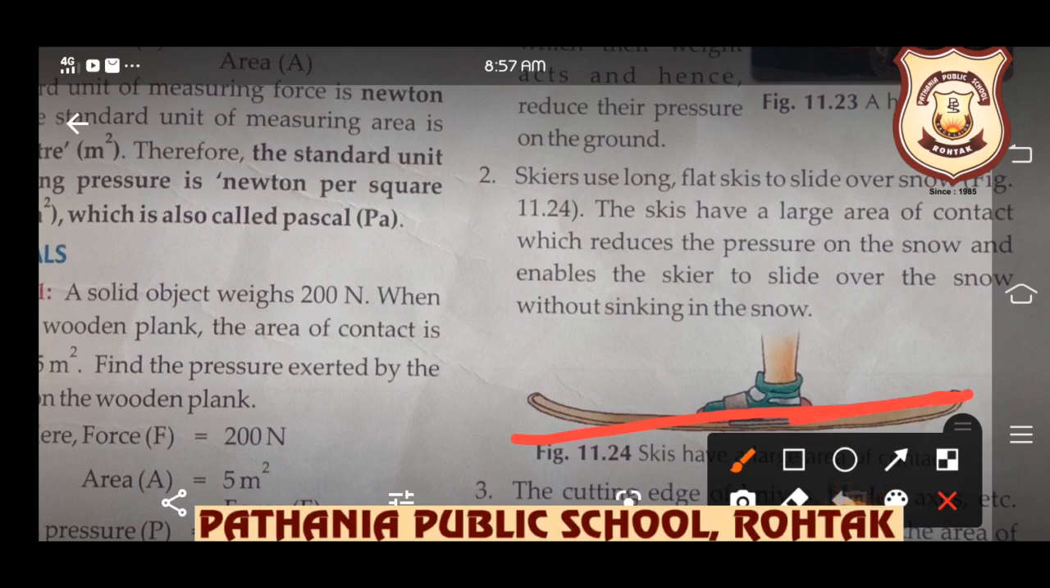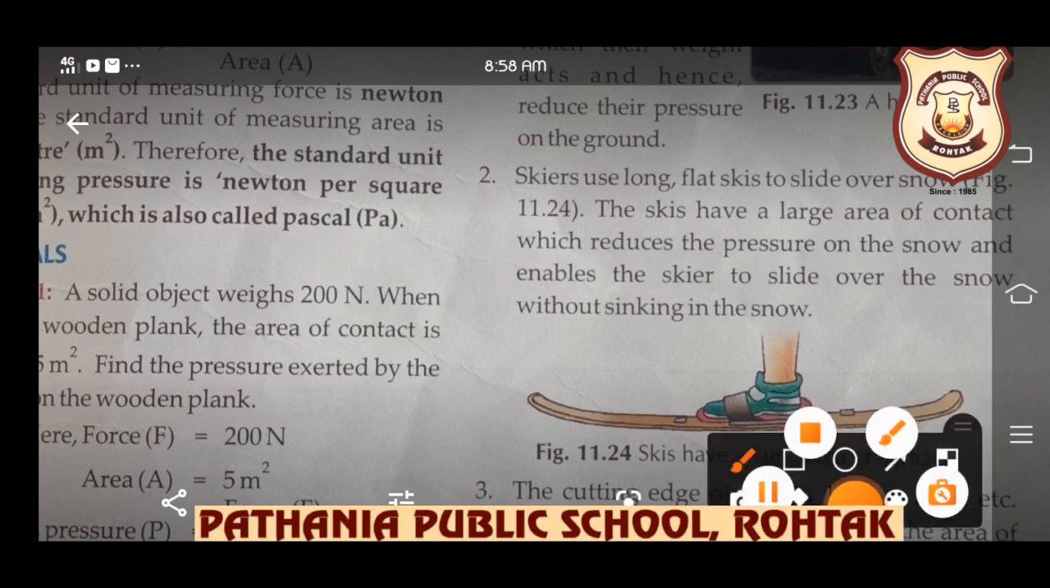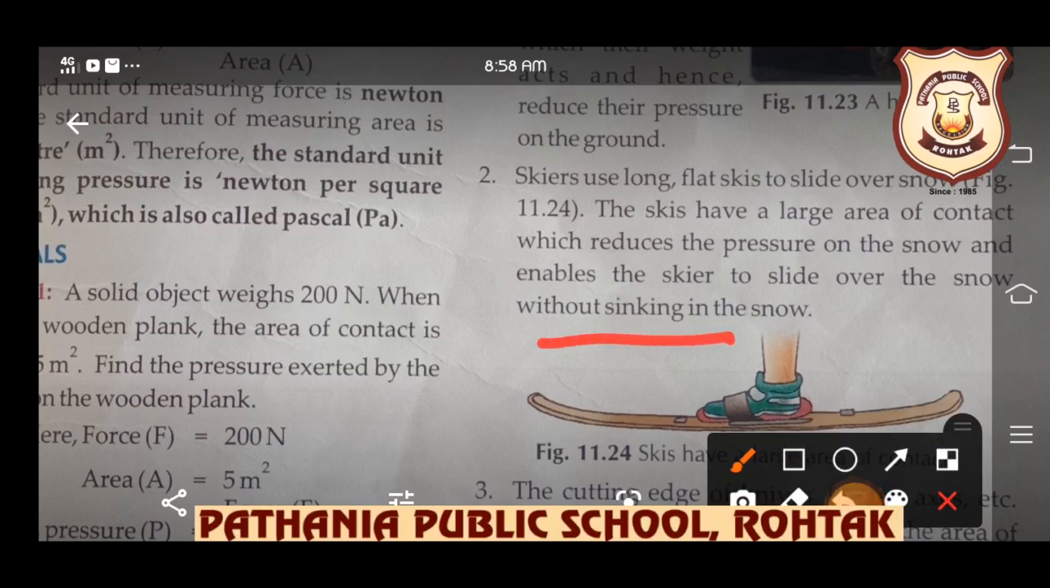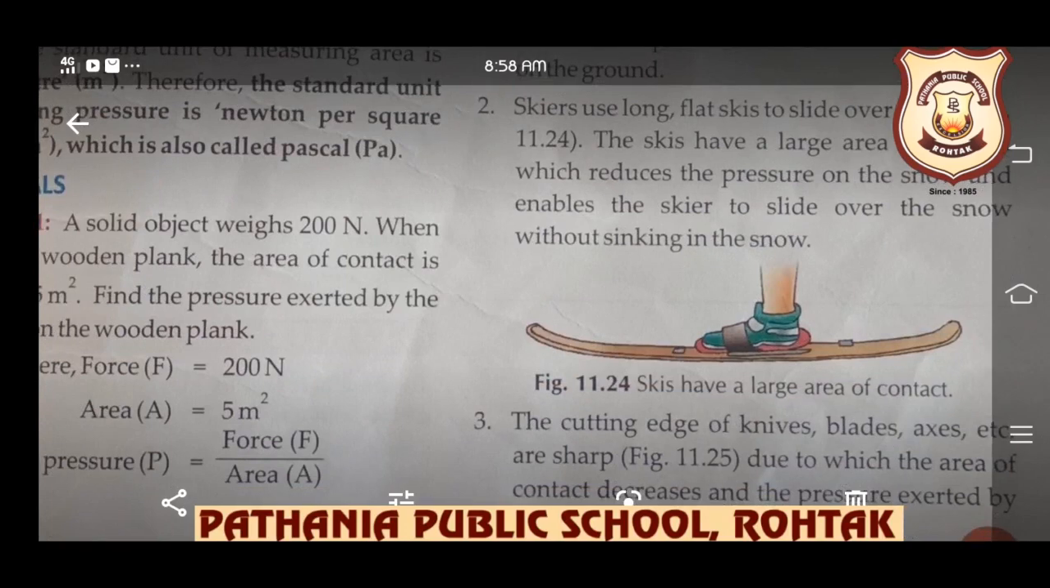Next is the third one, that is cutting edges of knives, blades and axes. They are quite sharp. आपने knife देखा, it's quite sharp. The area is quite small and the pressure exerted by it is quite large. So the large pressure helps to cut the objects easily.